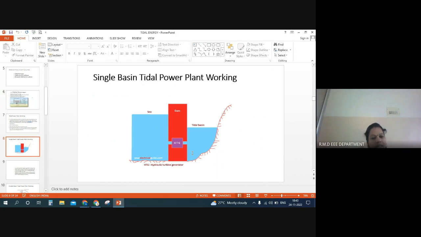So as I mentioned earlier, the basin system is one of the methods used for harnessing tidal energy. And this basin is formed by enclosing a portion of the sea behind an erected dam. The dam should include a sluice valve, which will open and allow the tide to flow into the basin during the tide rise period, and it is then closed.